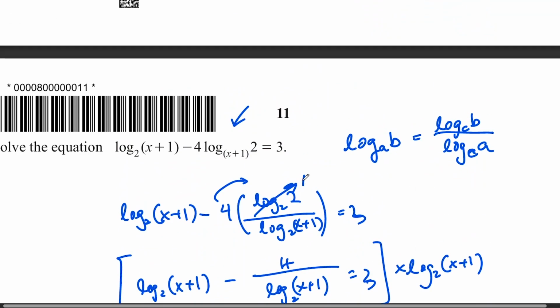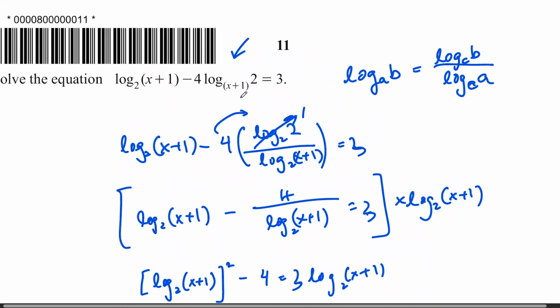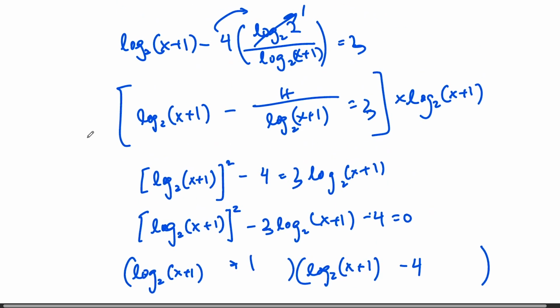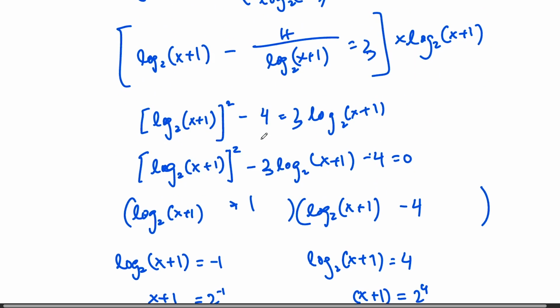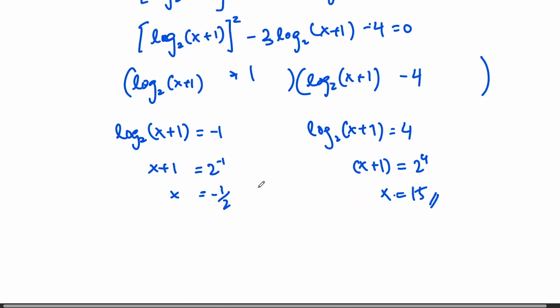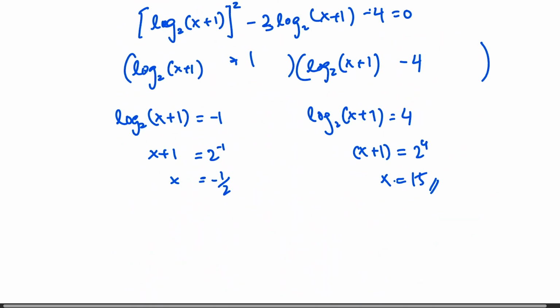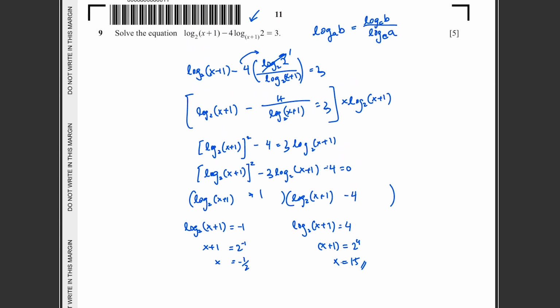And you can check back the domain to see whether this fits or not. Because here, this value of x, wait, sorry, I did this wrong. This should be a negative half, right? Negative half. So actually both of these are acceptable answers. So these are both solutions to the same equation.